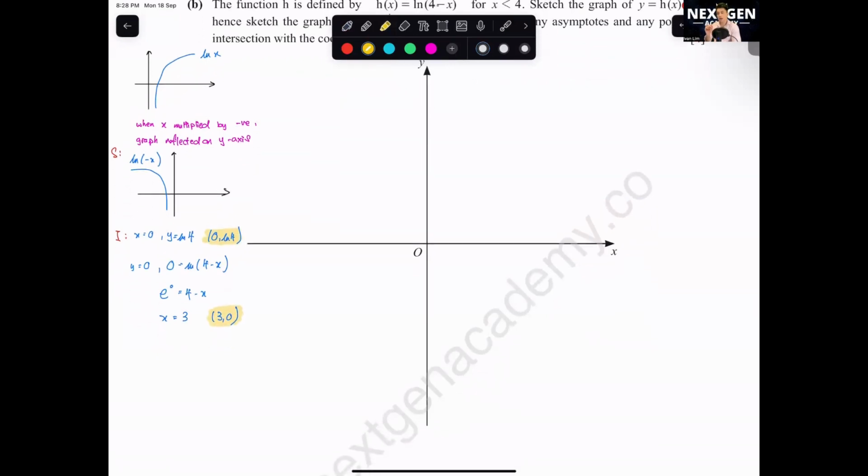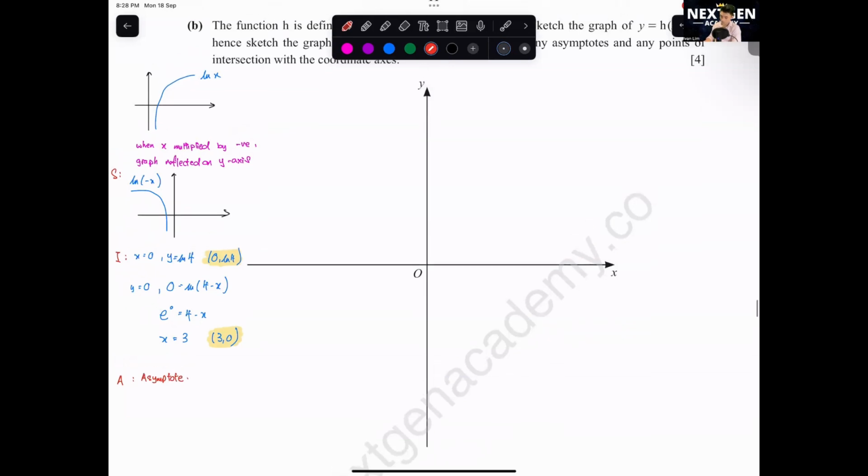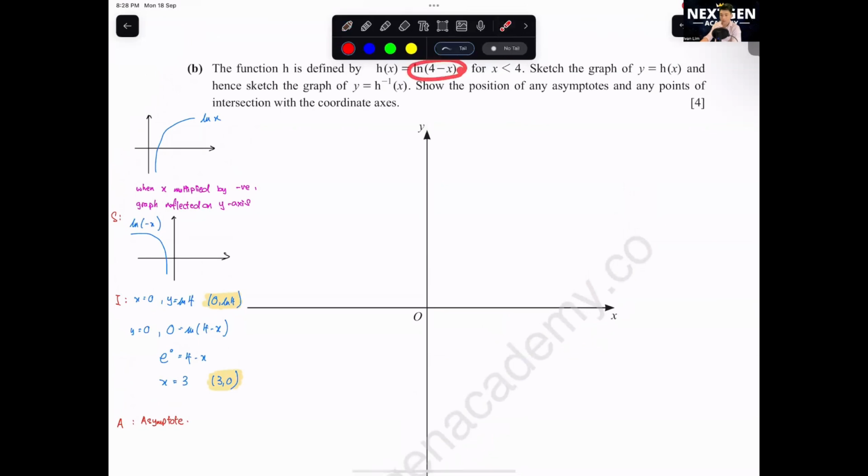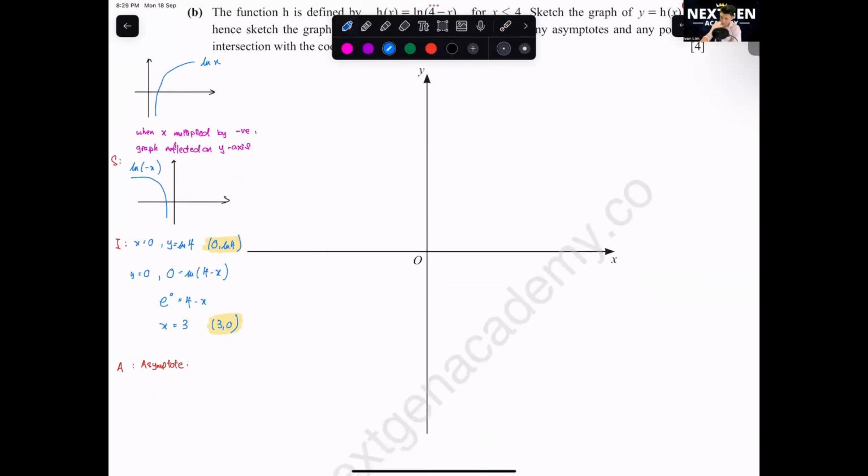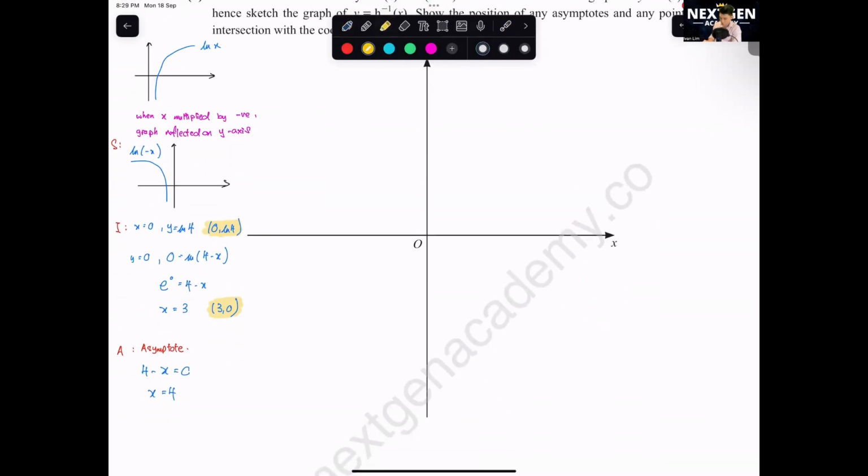For exponential and ln graph, we don't use SIM. We use SIA. Like the Singaporean, SIA, yeah. Remember someone that time said you are Singaporean here, or half Singaporean. A is asymptote. How to find the asymptote? You need to make it math error, which is this one. Make the 4 minus x equal to 0, x is equal to 4. So we got these three main points that we need to show: (0, ln 4), (3, 0), and x equals to 4.